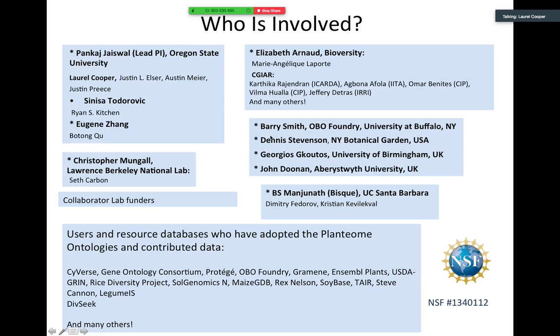And we have a few other people. Barry Smith is a consultant from the OBO founder who helps us with ontology questions. And our friend Dennis Stevenson and his postdoc, Brandon Sinn, from New York Botanical Garden, who was also involved in the Plant Ontology project, has been a really great help. And of course, Georgios Gkoutos, who's a phenotyping expert in ontologies, and John Doonan, who is a high-throughput phenotyping person from Aberystwyth in Wales. And I also should acknowledge the group from Santa Barbara, B.S. Manjunath, who works on the BISQUE project.